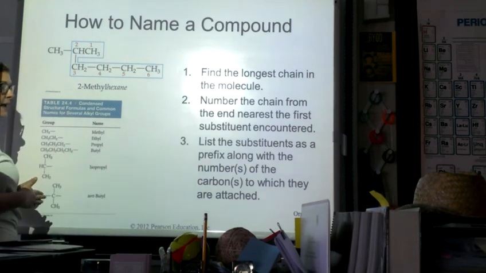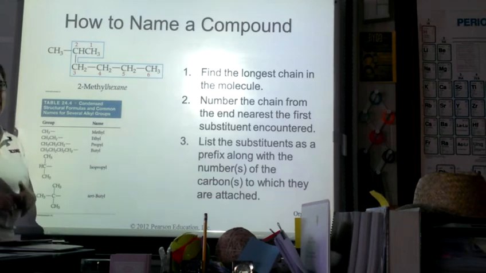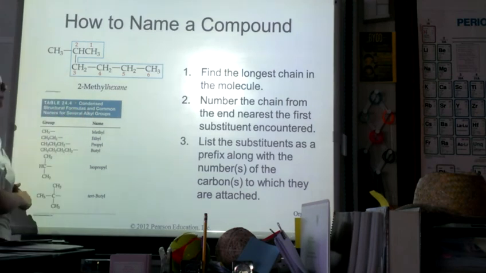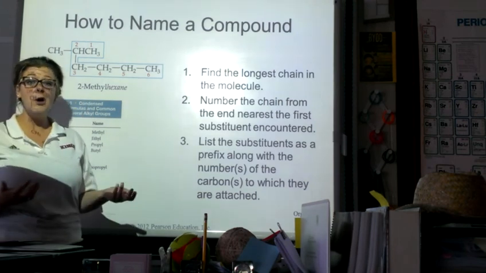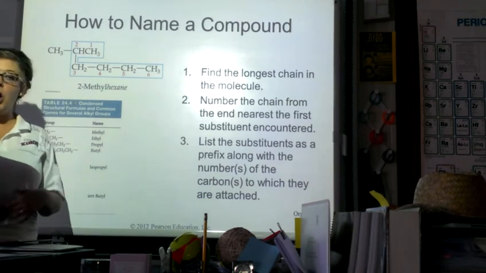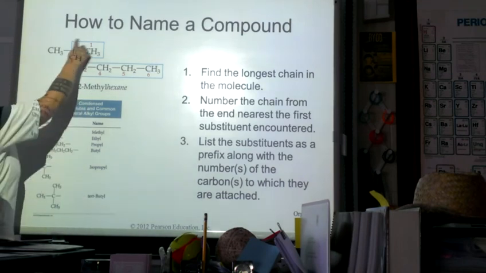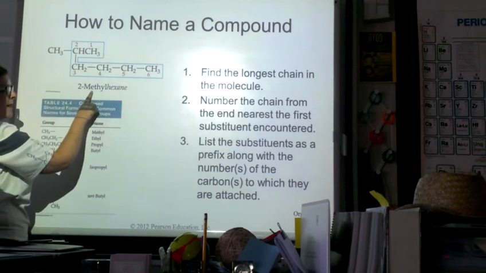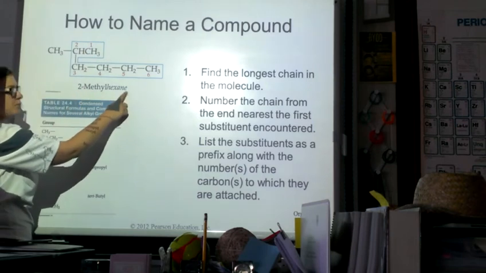So I'm going to designate what the actual substituent, what that extra group is. So it's methyl. We just said that CH3 is a methyl group. But I also have to designate what carbon that group is coming off of. And we labeled this as number 2. So because it's number 2, I'm going to call it 2-methylhexane.